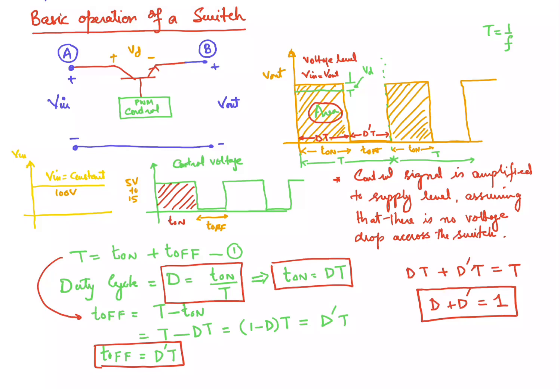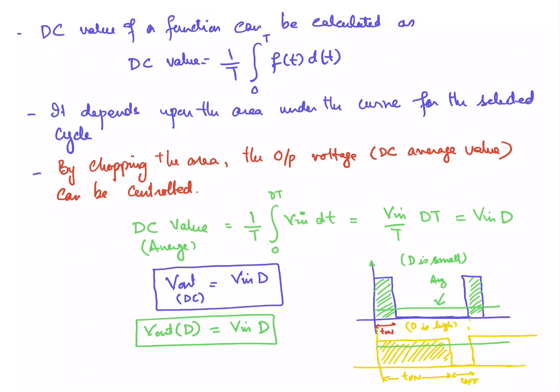Okay, now let's move to the next slide. The DC value of a function can be calculated with the help of this expression. You integrate your function over the time period, as you can see over here, and then multiply by 1 by T. When you integrate a function, what you get is basically the area under the curve. So the area under the curve is evaluated, and then you divide this area by the total time period to get the DC or the average value. DC value is the average value.